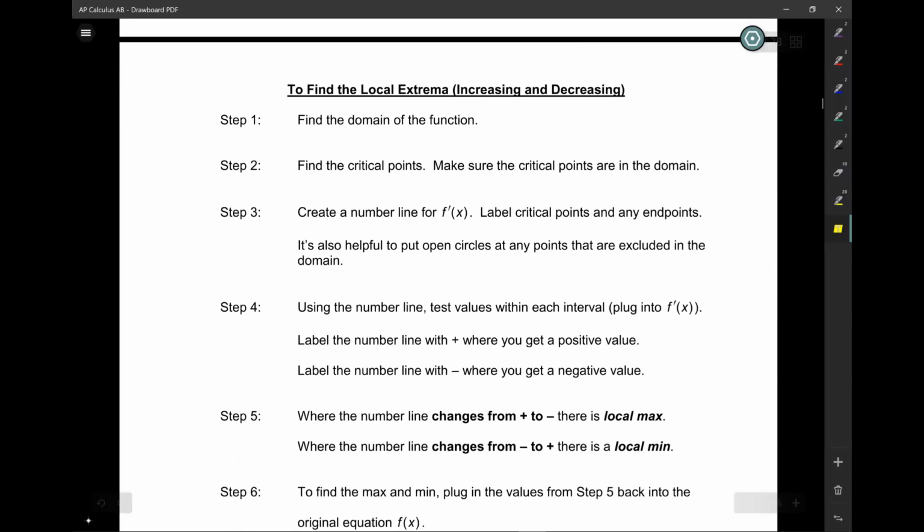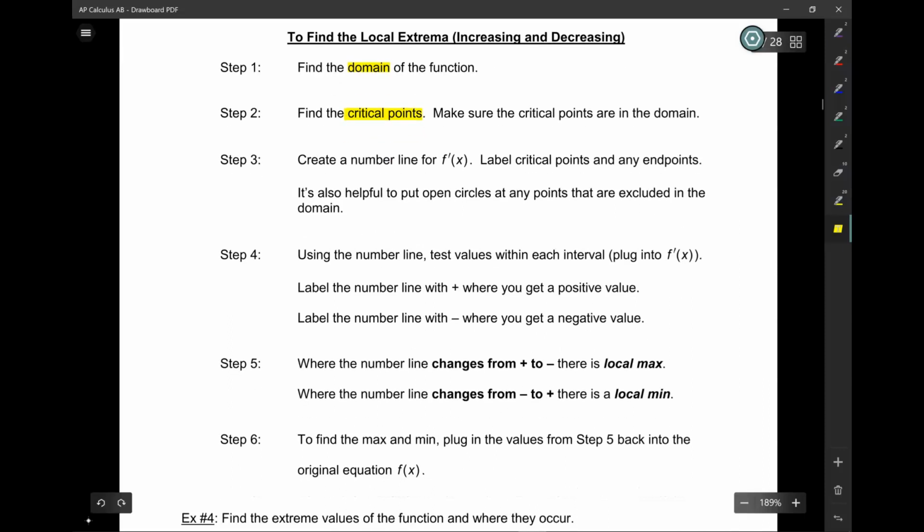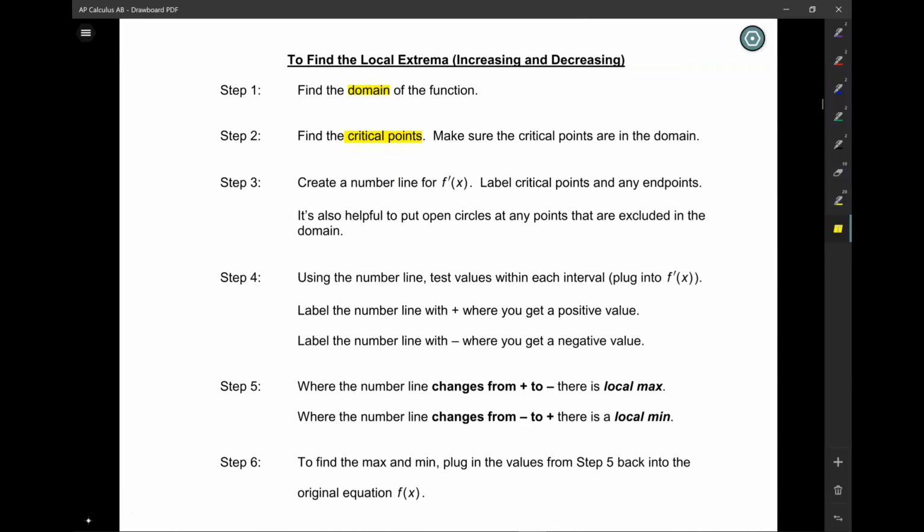First, you have to find the domain. That's important, because if there is an asymptote, let's say a vertical asymptote, then you have to take that into consideration. Then you find the critical points, the same way every single time. Make sure the critical points are in the domain. Then we create a number line and see where things switch back and forth.